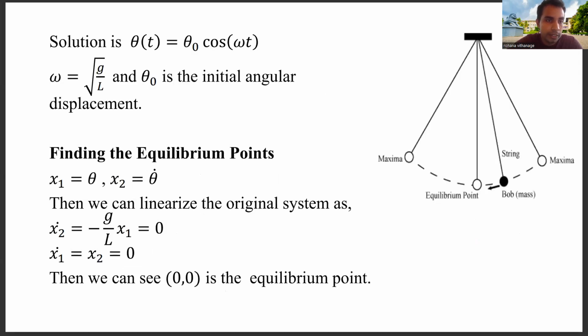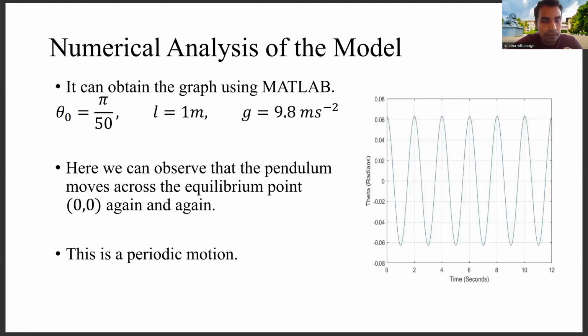Then we can solve this equation for theta. Then I linearize this equation system by using two variables, x1 = theta and x2 = theta dot. Here I have obtained the equilibrium points by equating x1 dot = 0 and x2 dot = 0. Then I can see that (0, 0) is the equilibrium point. It means when velocity is equal to 0, its displacement is also equal to 0.